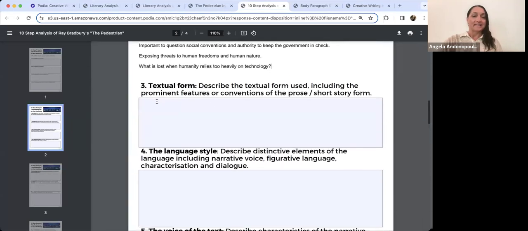Textual form, as I said, it's a dystopia. It's a science fiction. It is prose, a prose narrative. It is satire. So these are all different types of texts, and all have their own sub-conventions. Dystopias usually have a dystopian protagonist. Here we've got Leonard, who is the rebel by walking the streets at night on his own, thinking about nature.